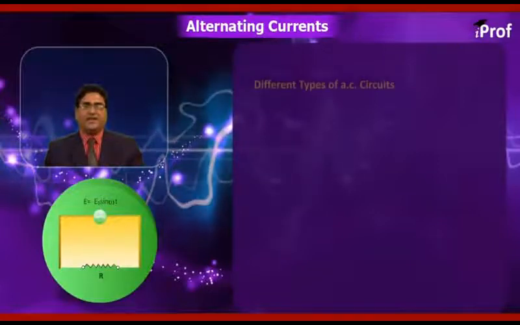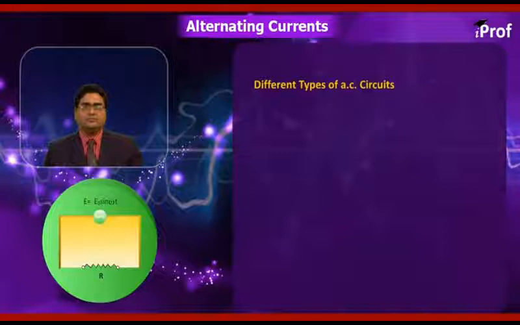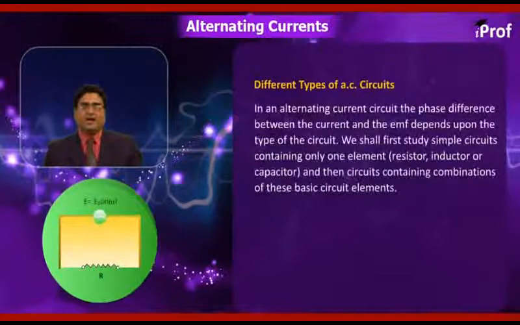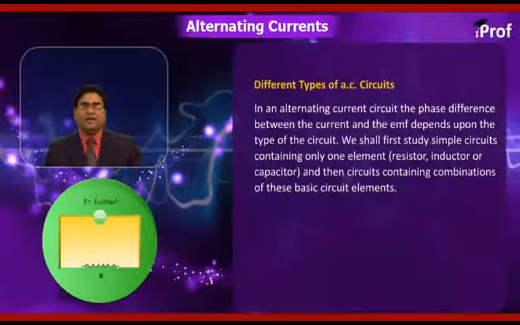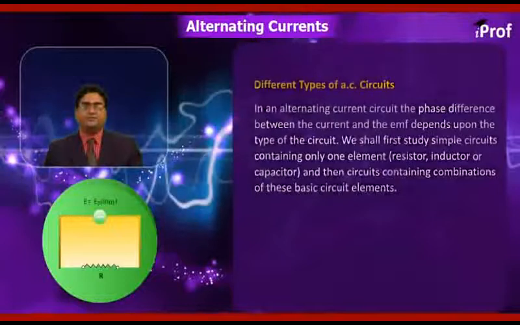Now let's see different types of AC circuits. In an alternating current circuit, the phase difference between the current and the EMF depends upon the type of the circuit. Here we shall first study simple circuits containing only one element, resistor, inductor or capacitor, and then circuits containing combination of these basic circuit elements.